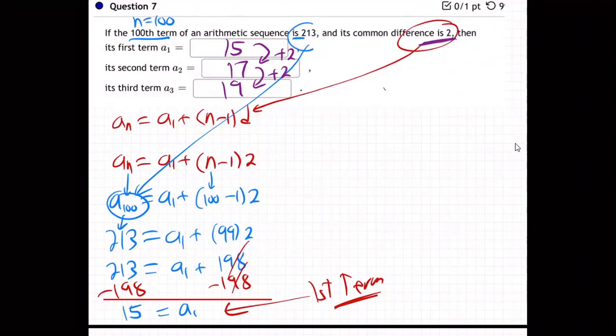So I said, okay, plug in 100, a sub 100, plug in n to be 100 in both places where you have n. The 100th term is 213, right? So a sub 100 is 213, is a1 plus 100 minus 1 times 2, which is 198. Solve for a1, a1's 15. So the first term is 15, and we already know the difference is 2, goes up by 2, up by 2. So there we go.